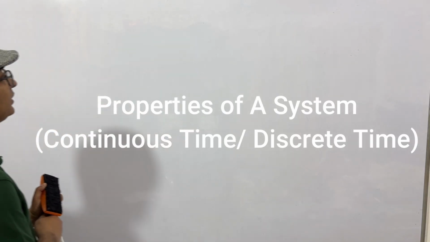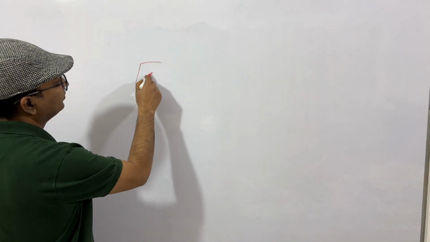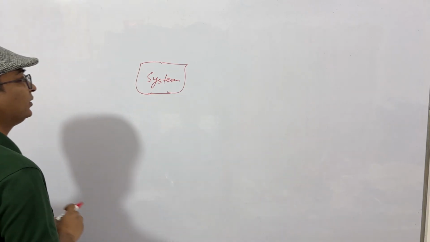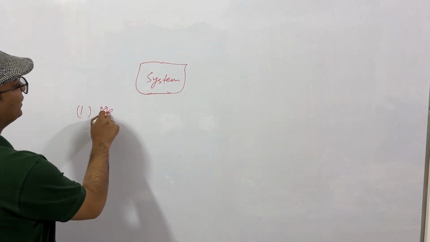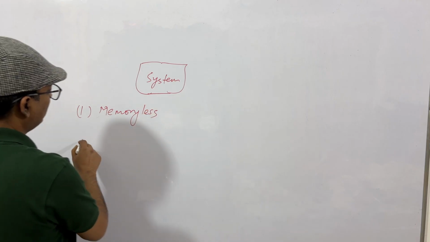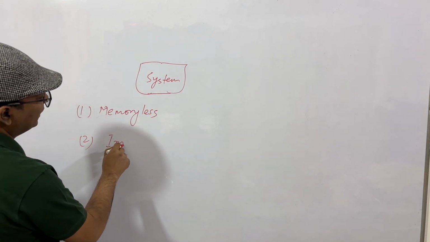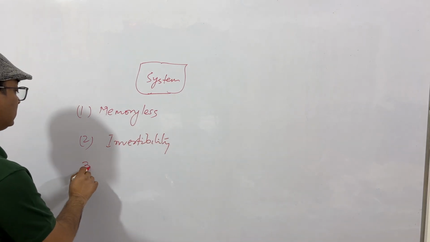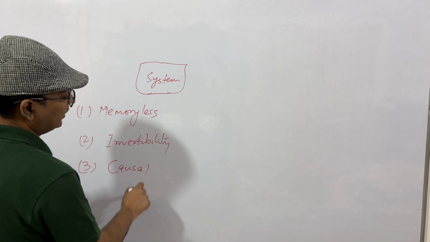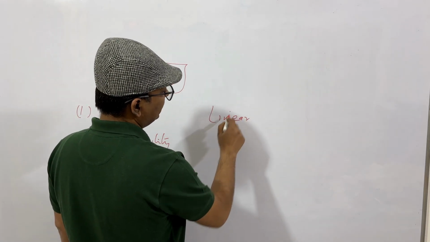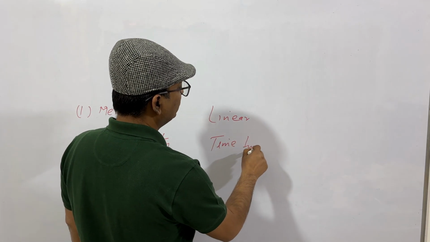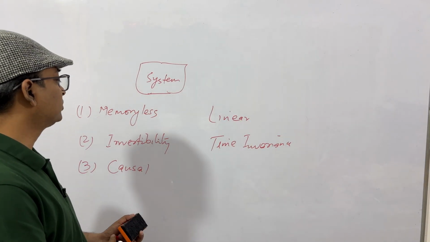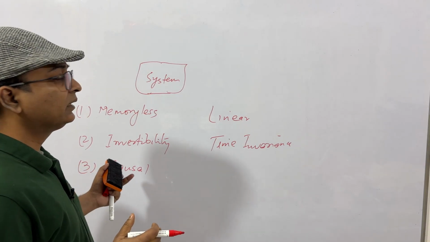We have studied the properties of a system. We have a system and we have studied different properties of system. In our last video, we have seen what is a memoryless system, what is the meaning of invertibility. Then we saw what is a causal system, what is a linear system, and what is time invariance. So we have seen the basic and some other properties also. We have seen these properties in detail in our last video.